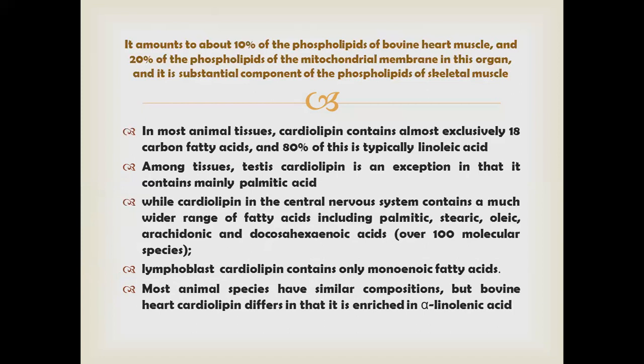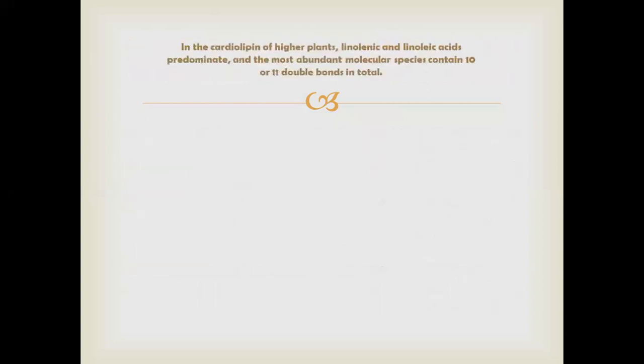As we said, cardiolipin is quite a different type of phospholipid. The main thing is that it contains various types of fatty acids. जो most animal species हैं उसमें composition similar होती है, लेकिन bovine heart cardiolipin differs, because it is enriched in alpha linolenic acid, not linoleic acid. It is rich in alpha linolenic acid.